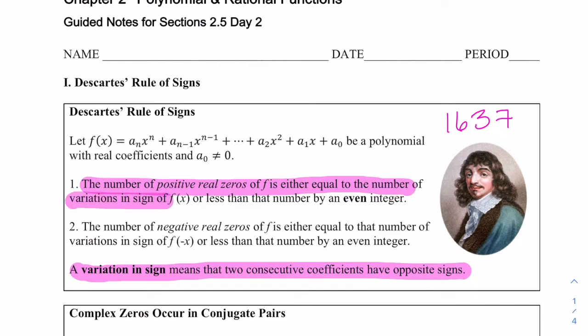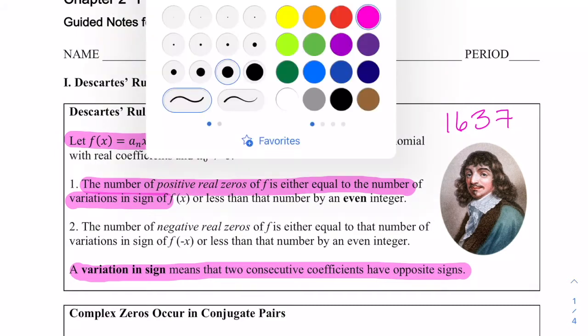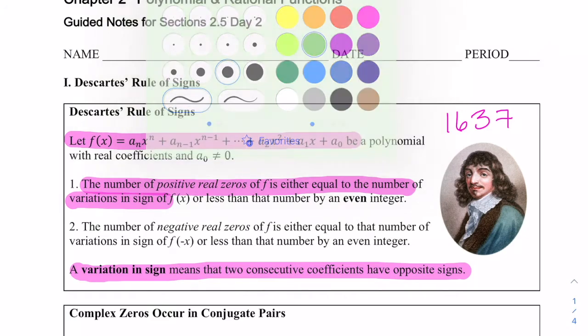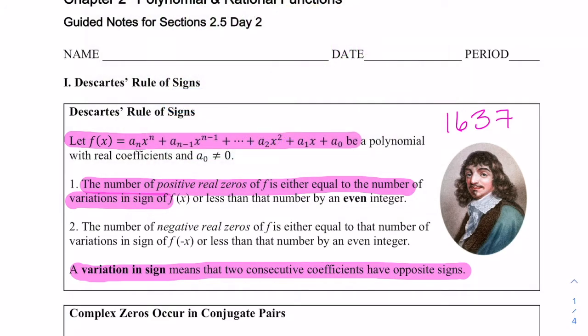Before we can use this theorem, we need to make sure that the polynomial is written in order of descending degree. And we're going to count the number of times the sign changes from positive to negative. Now, that's the maximum number. Well, the total positive real zeros can actually be less than that number by an even integer.